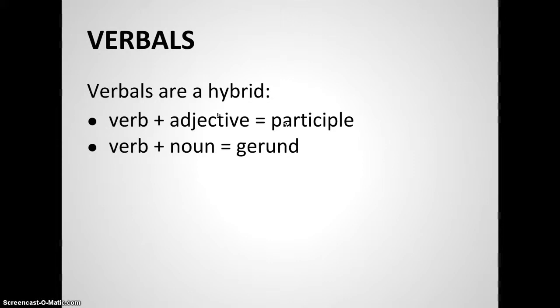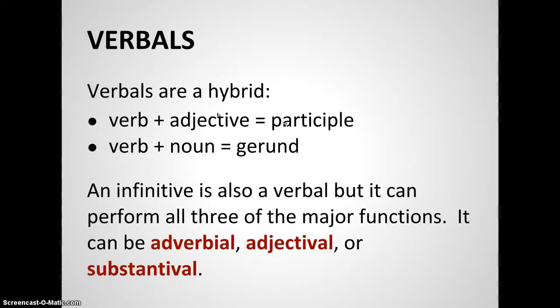So when we have a word that has the characteristics of both a verb and an adjective, we call that a participle. When we have a word that has the characteristics of both a verb and a noun, it is a gerund. Well, an infinitive fits in this category of verbal. It is always identified because it is to plus a verb. To run, to hit, to study.